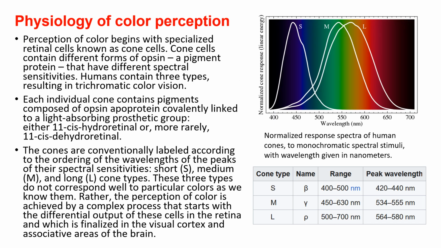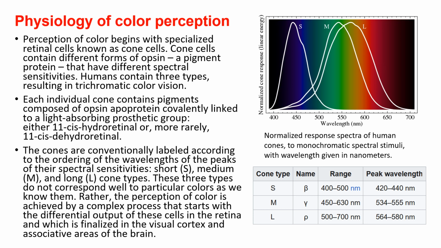Physiology of color perception. Perception of color begins with specialized retinal cells known as cone cells. Cone cells contain different forms of opsin, a pigment protein, that have different spectral sensitivities. Humans contain 3 types, resulting in trichromatic color vision. Each individual cone contains pigments composed of opsin apoprotein covalently linked to a light-absorbing prosthetic group, either 11-cis-hydroretinal or, more rarely, 11-cis-dehydroretinal. The cones are conventionally labeled according to the ordering of the wavelengths of the peaks of their spectral sensitivities: short, S, medium, M, and long, L, cone types.